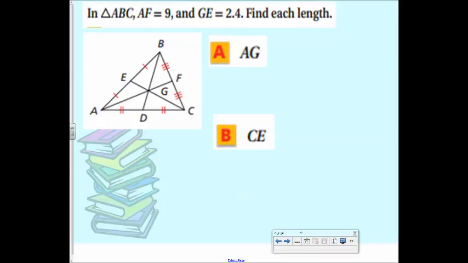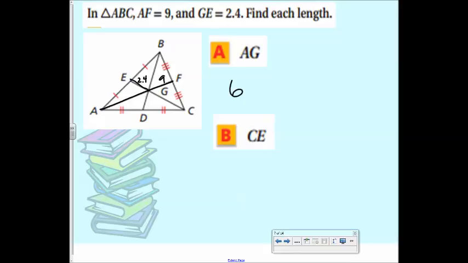Okay, try this one. If in ABC, AF is equal to 9 and GE is equal to 2.4, find the length of AG and find the length of CE. So if AF is 9, then what would AG have to be? 6. Good.